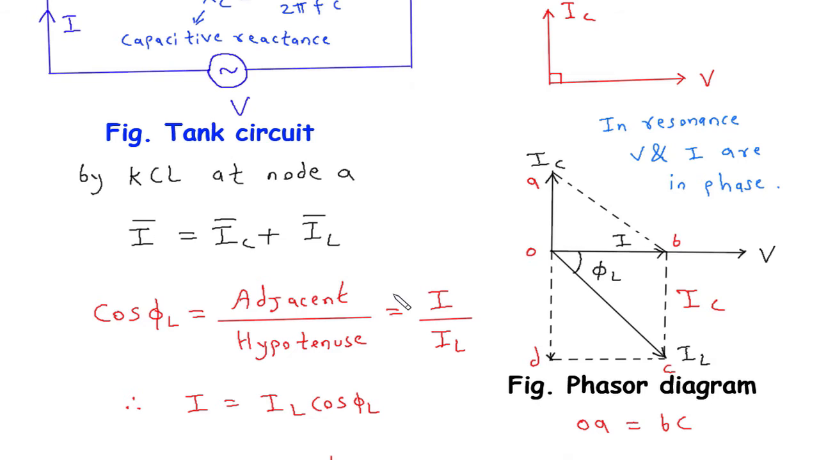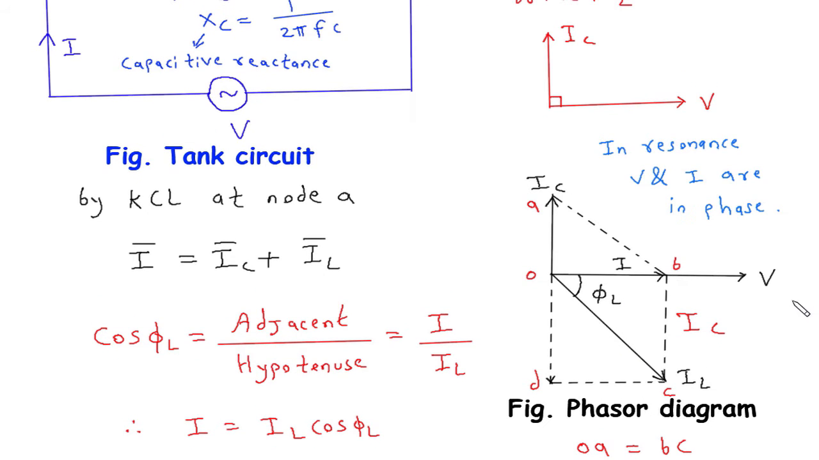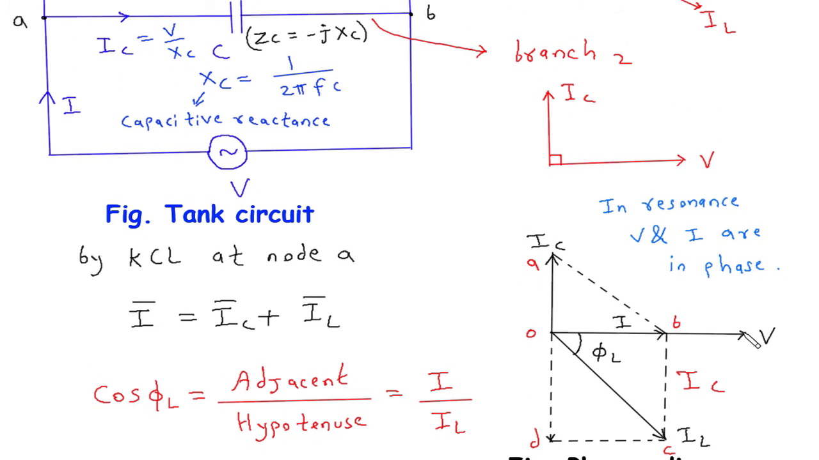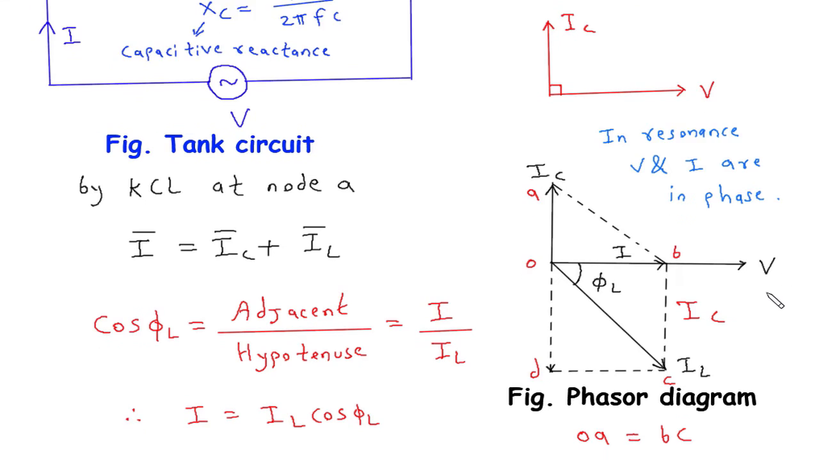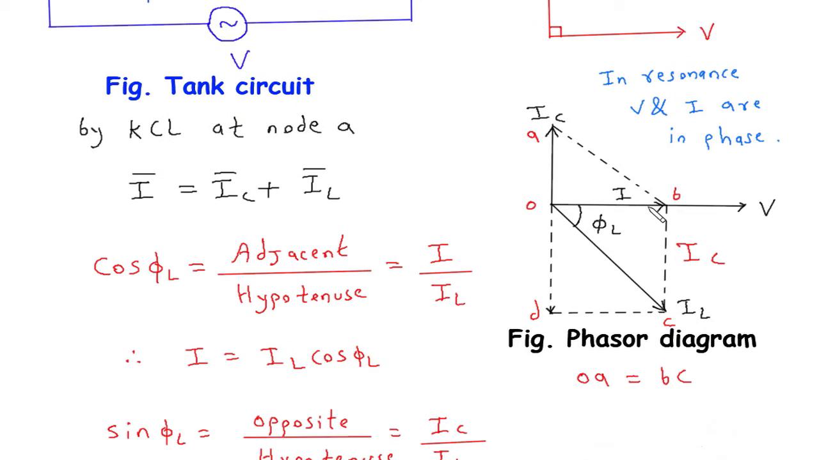Now we can draw the phasor diagram. Again we will take voltage as a reference because branch 1 and branch 2 voltage is the same. So we have to take V as the reference. Now the current I will be in phase. In resonance, V and I are in phase. Therefore, we take current I in phase with voltage V. Now, as we know, IC, the current through the capacitor, will lead the voltage by 90 degrees, and the current through the inductor will lag the voltage by 90 degrees.